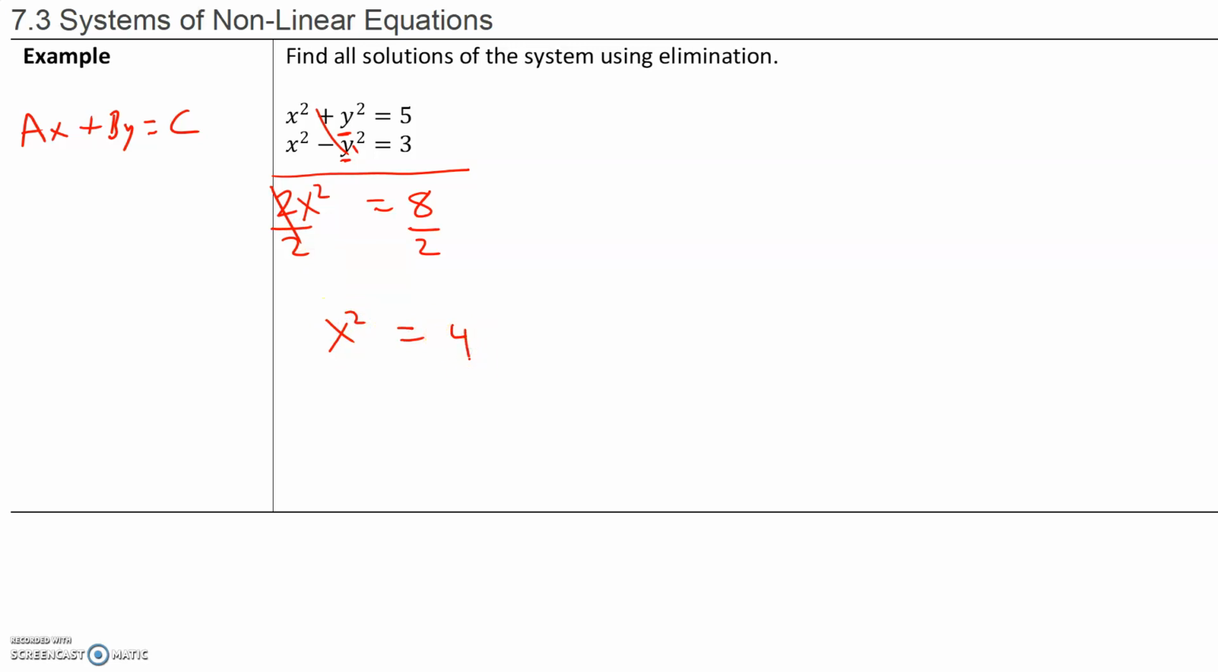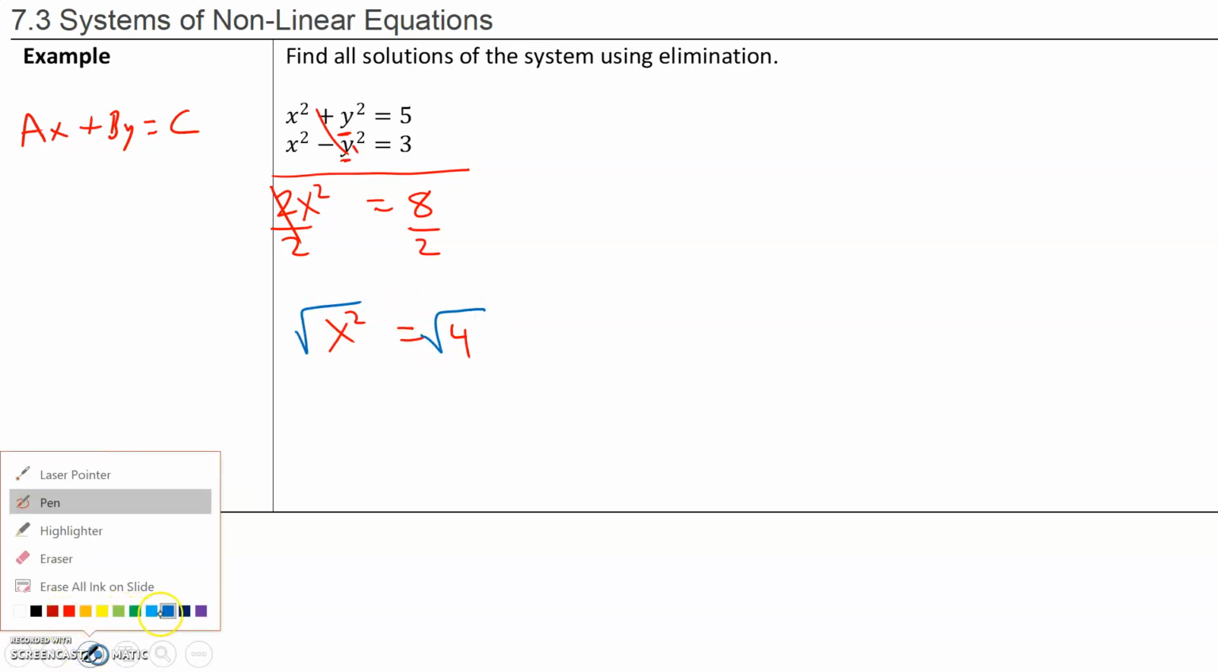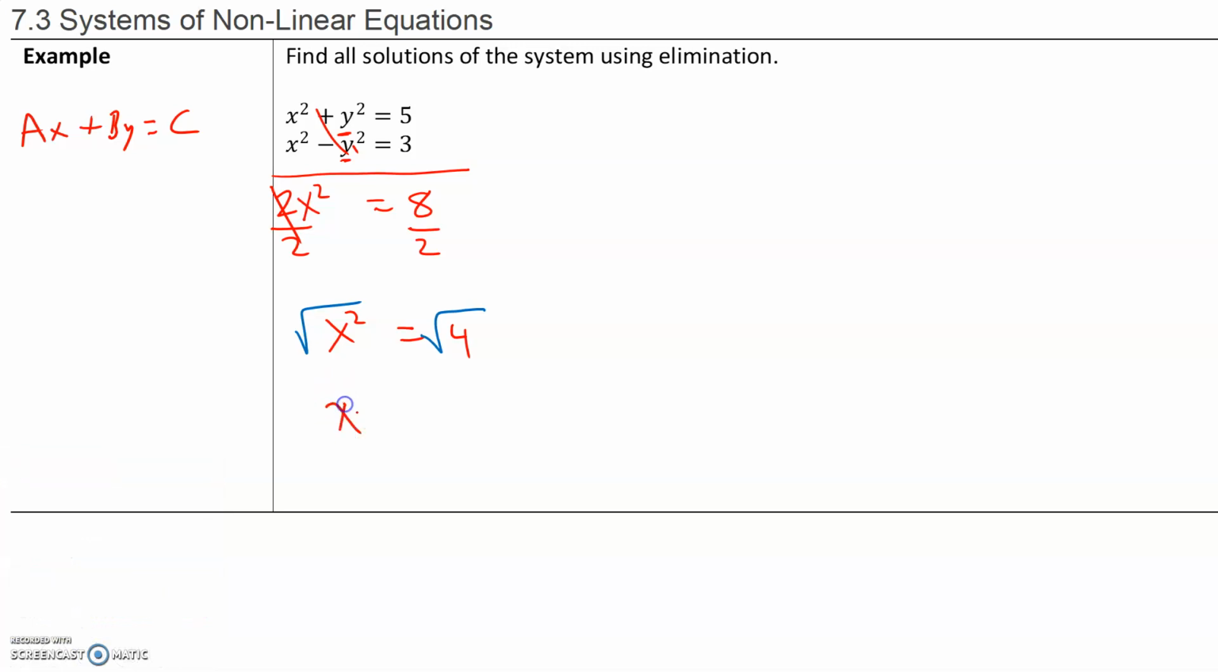And the inverse of a square is a square root. So I am going to square root the left side and square root the right side. So what am I left with? I'm left with x on the left. And remember, whenever you square root a variable, we get a plus or minus. So I get x equals plus or minus 2.